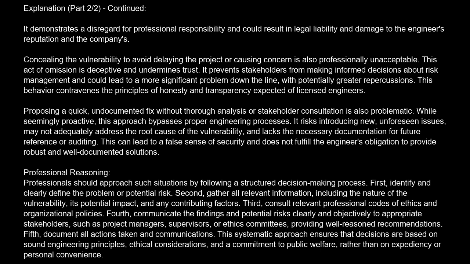Concealing the vulnerability to avoid delaying the project or causing concern is also professionally unacceptable. This act of omission is deceptive and undermines trust. It prevents stakeholders from making informed decisions about risk management and could lead to a more significant problem down the line, with potentially greater repercussions. This behavior contravenes the principles of honesty and transparency expected of licensed engineers.